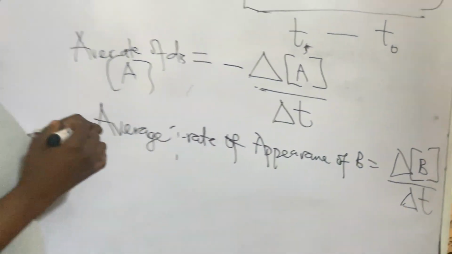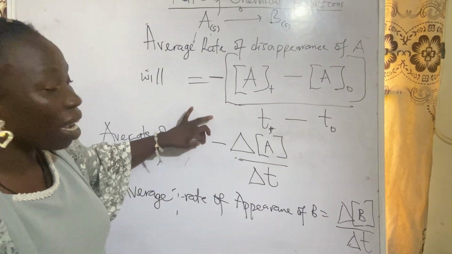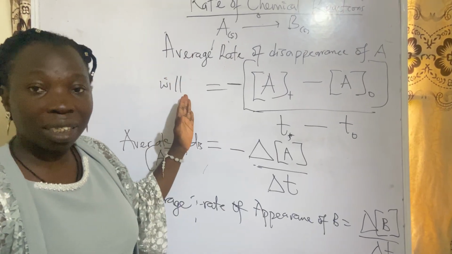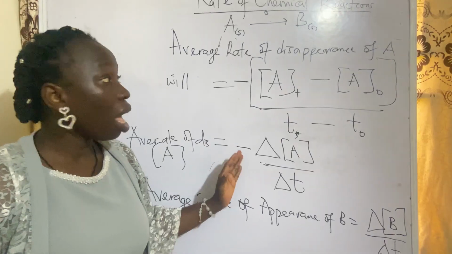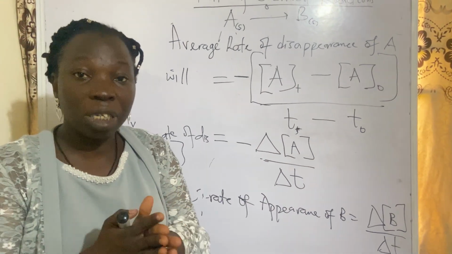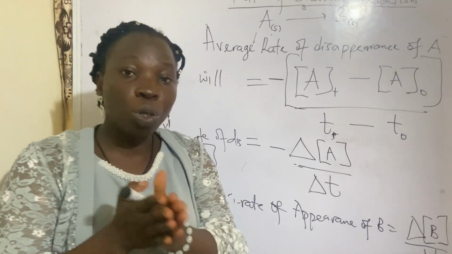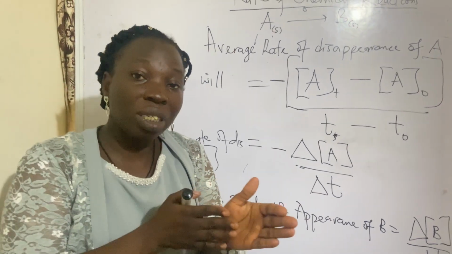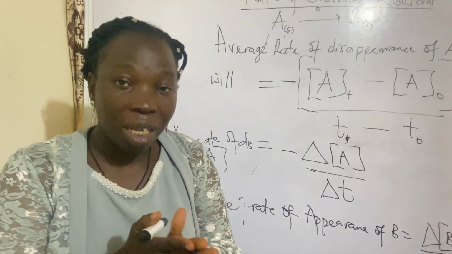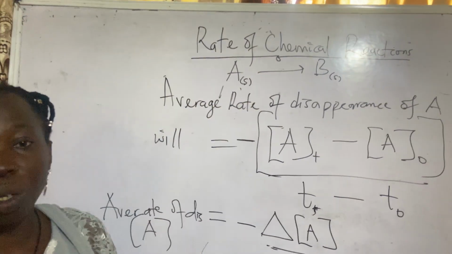So what is the difference between disappearance and appearance? The difference in the equation is the minus sign. This minus sign indicates that our reactant is decreasing in concentration, while the product is increasing in concentration. Because the moment you react two things together, the reactant will have to completely react and product will be formed. And as the reactants are reacting, their concentration is decreasing, because new things are being formed. So that is what rate of chemical reactions entails.